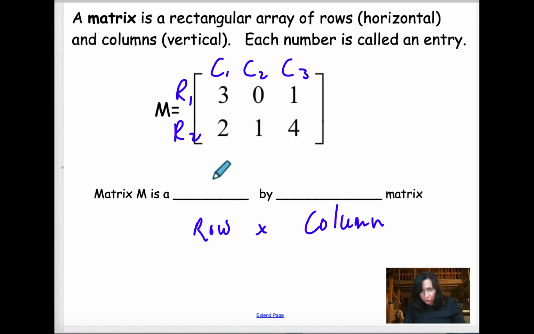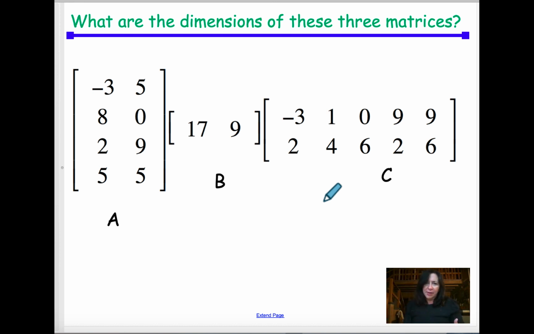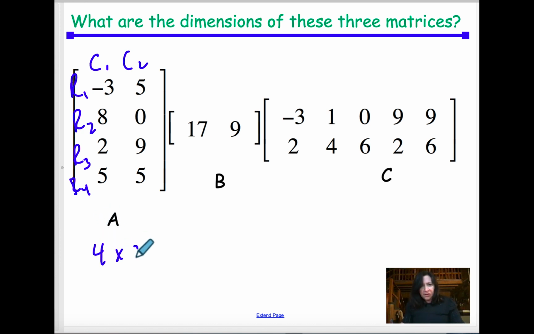And then, so this is 2 rows. So this is a 2 by 3 matrix. So that's how you say a matrix. The dimensions of these matrices are basically, again, row by column. So that's row 1, row 2, row 3, and that's row 4. This is column 1, column 2. So this matrix, A, would be called a 4 by 2.